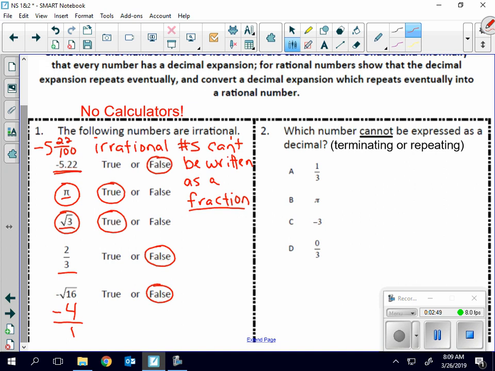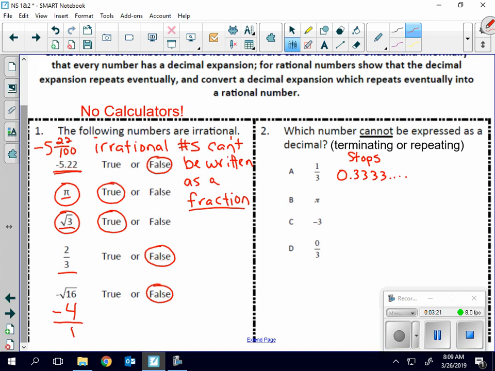All right, which number cannot be expressed as a decimal? And what I mean by that is a decimal that stops, that's what terminating means, or repeats, and you know what that means. It goes on and on forever. Well, that's talking about something like 1/3. Well, 1/3 is just 0.3333, and so on. Well, that one can be written as a decimal. That's the decimal, in fact.